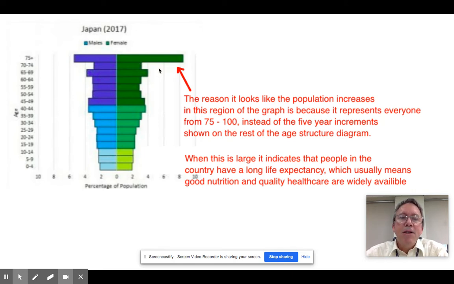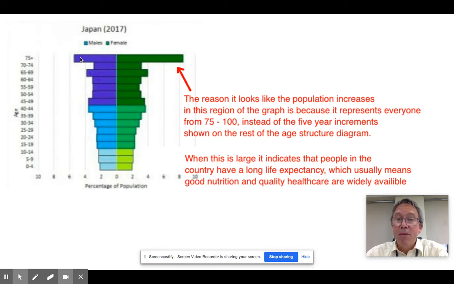Now, if we look at this, what we see is a five-year span. This is 5 years. This is 5 years. But this is everywhere from 75 on up. So this is basically 25 years. If we aggregate all 25 years' worth of people up here, we see this big number of people.